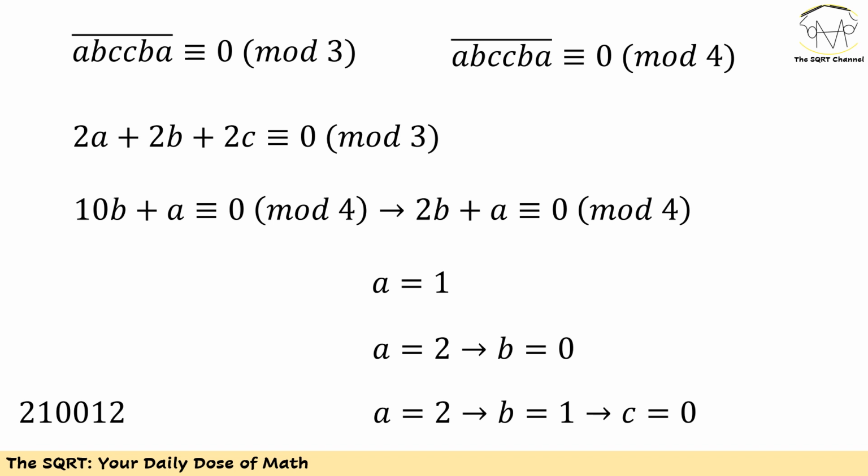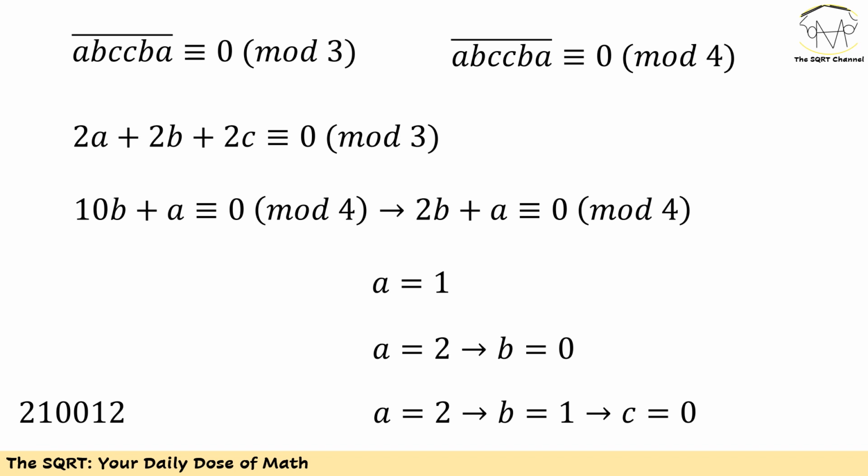We have 2a, 2b, and 2c. So we need to find a, b, and c in such a way that 2a plus 2b plus 2c is going to be divisible by 3. On the other hand, remember, to find if a number is divisible by 4, we are interested in the last 2 digits of this number.